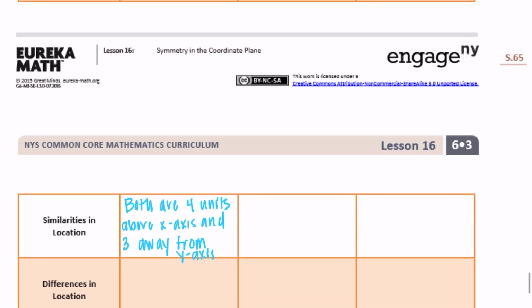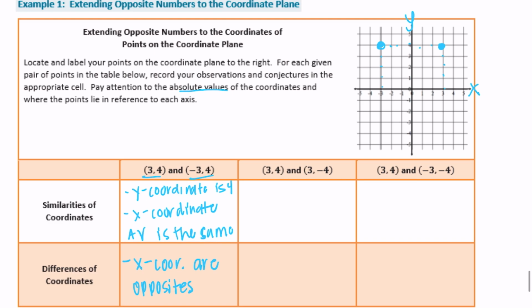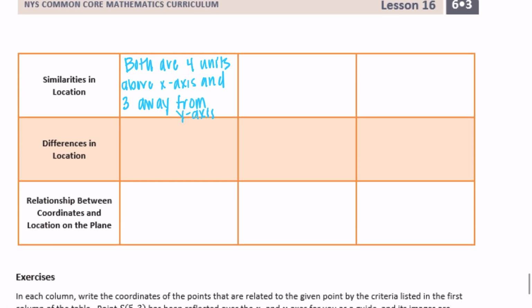Differences in location. So let's look at how they're different. Both are 4 units up from the x-axis, but the y-axis is where they're different. One is to the left of the y-axis and the other one's to the right of the y-axis. So let's say one is 3 units to the left of the y-axis and the other is to the right.